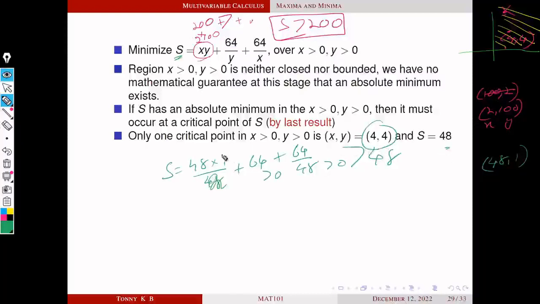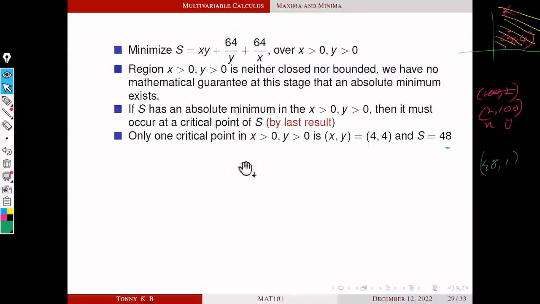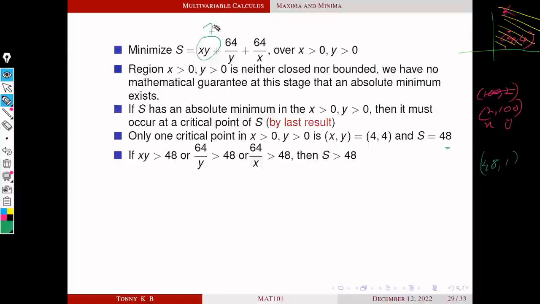So using this idea we can easily remove so many points. Suppose xy is greater than 48, that is, our first term is greater than 48. Then it is clear that automatically the whole sum is greater than 48, so you can remove those points. Those points mean the set of all (x, y) such that xy is greater than 48. The guarantee is that in this set there is no minimum point.